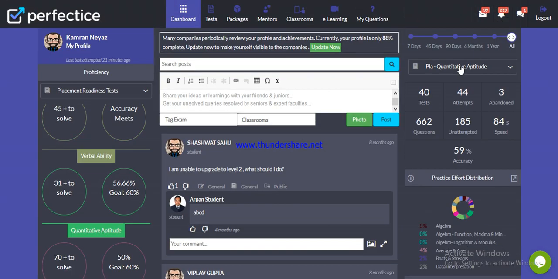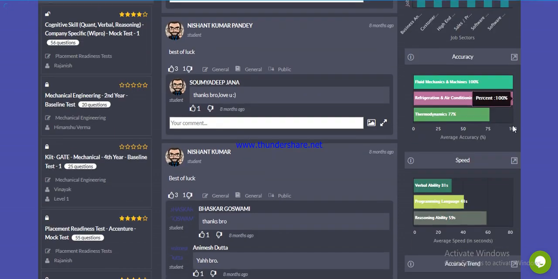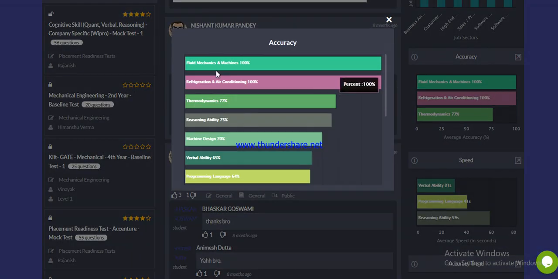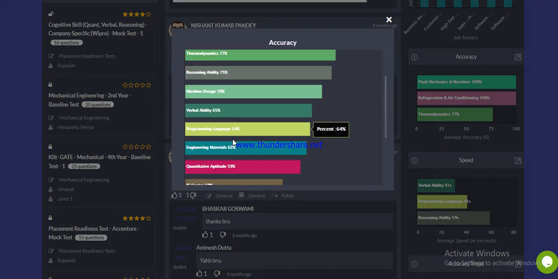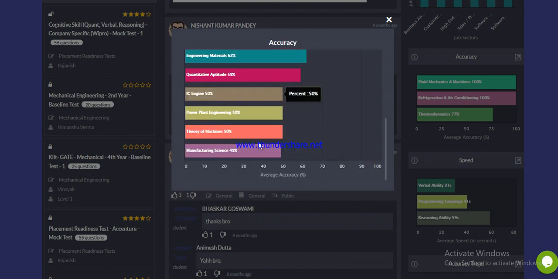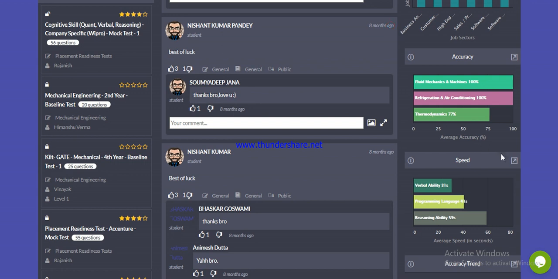Now if I go and select all subjects, all this data will be filtered and now students can analyze which subject they are mainly lagging. So firstly they can see how they are lagging in manufacturing science, and on selecting manufacturing science as the subject filter they can analyze which topic also they are lagging.